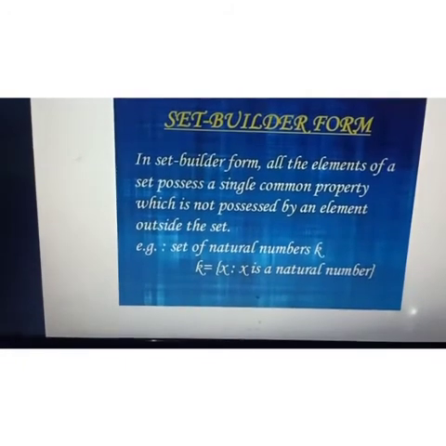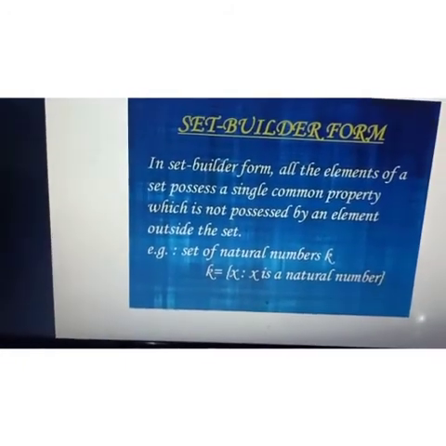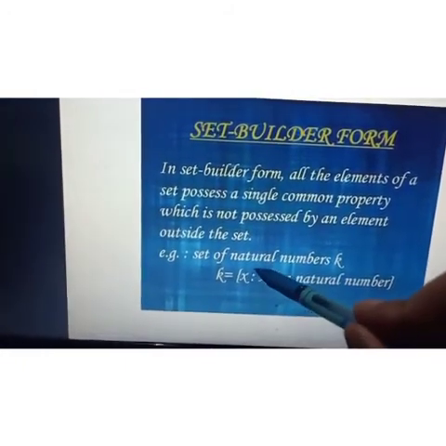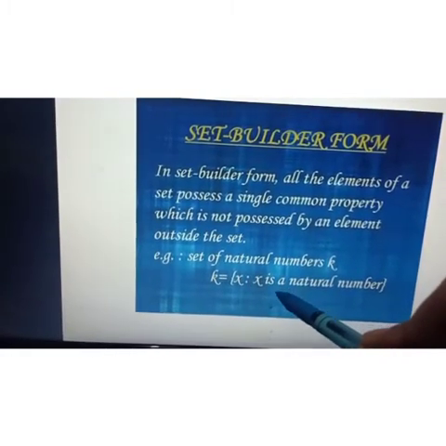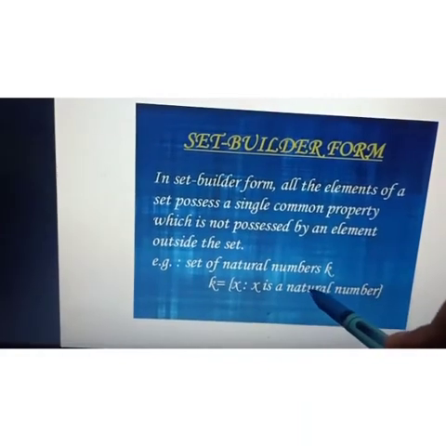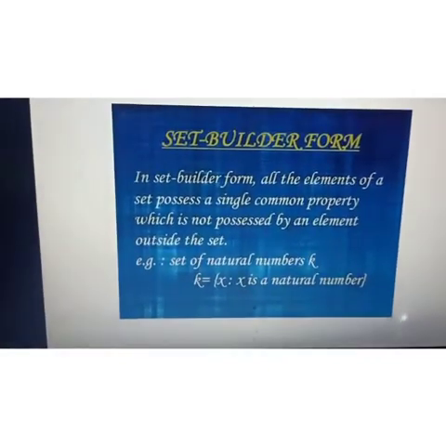Let's take an example, set of natural numbers. You don't have to write all these numbers, you just have to write x, then a colon. This colon indicates 'such that x is a natural number'. Let's see some more examples on the set builder form.